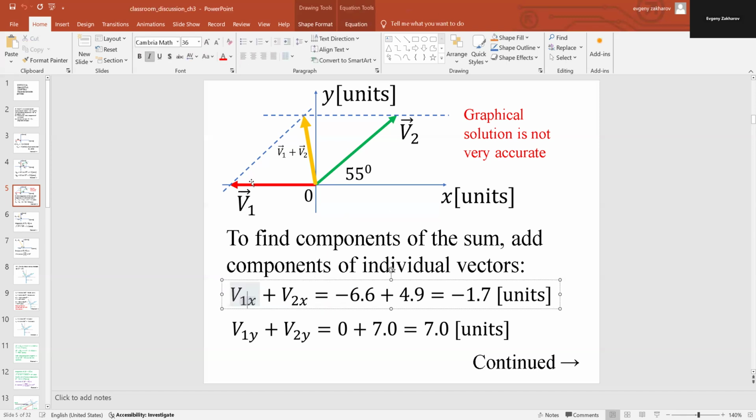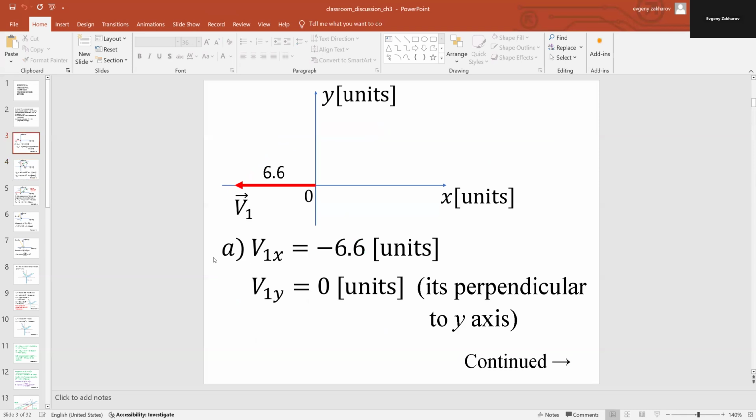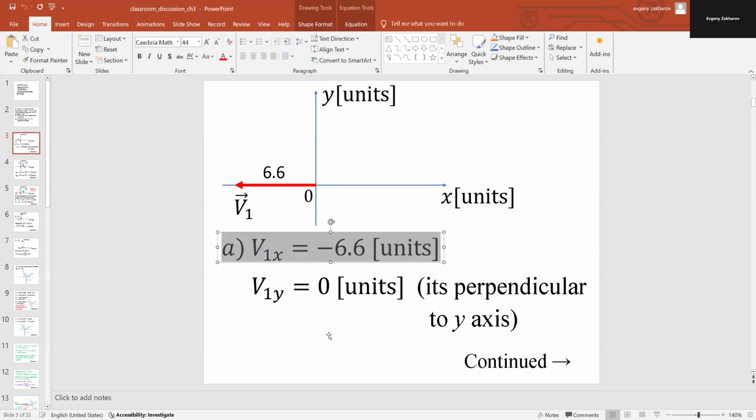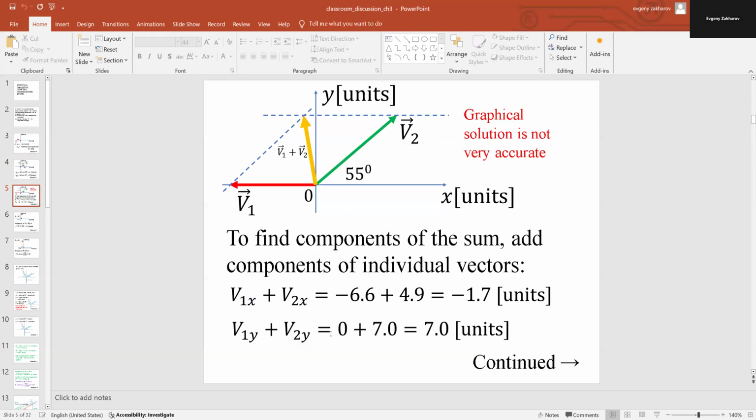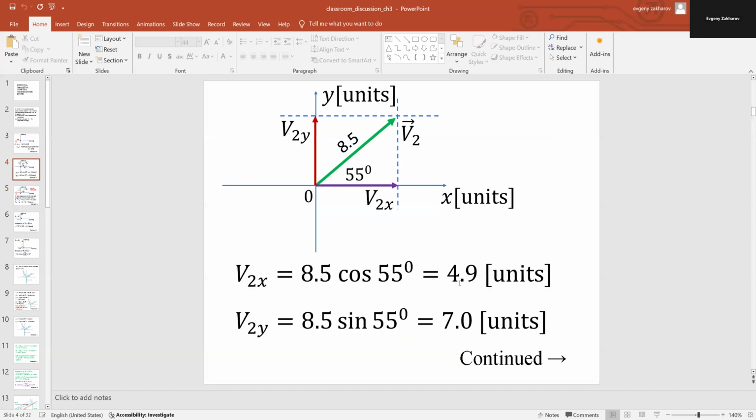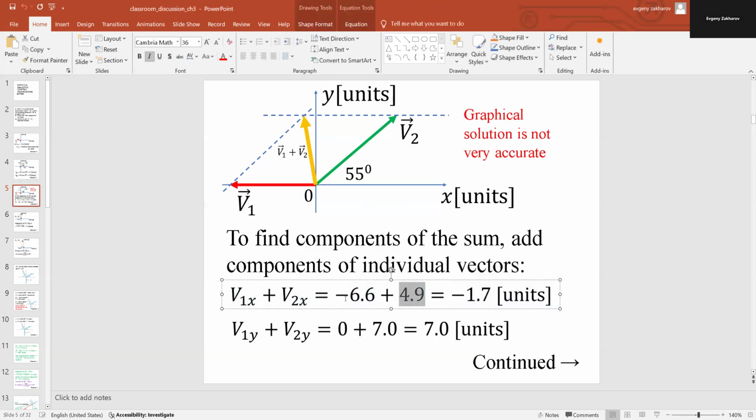So v sub 1x, negative 6.6. V sub 2x, 4.9. One is positive, the other one is negative. You add them up, and you get a negative 1.7, which once again makes sense, because if this whole thing is negative 6.6, then a positive component brings the net x component to a value that is less than 6 in magnitude, which is negative 1.7. Should make sense.